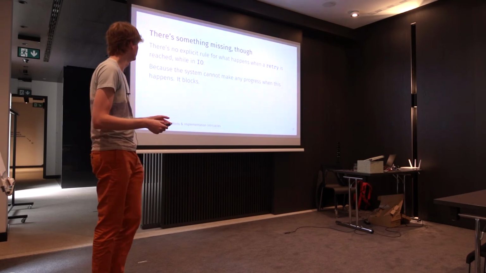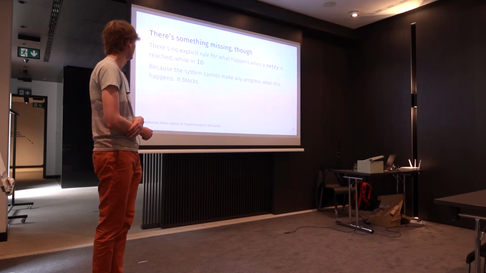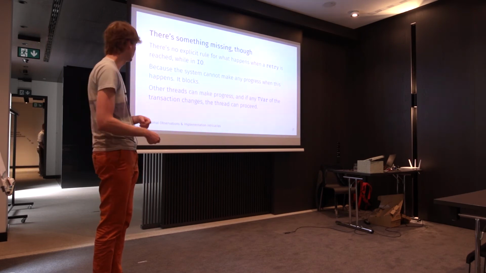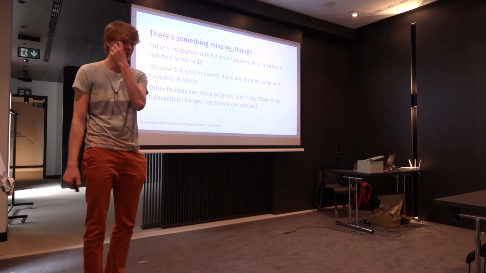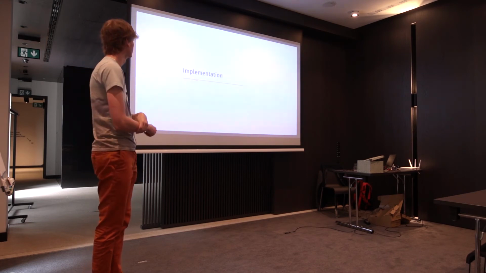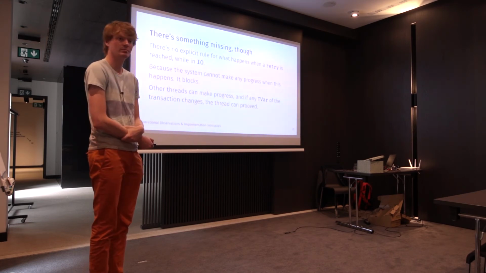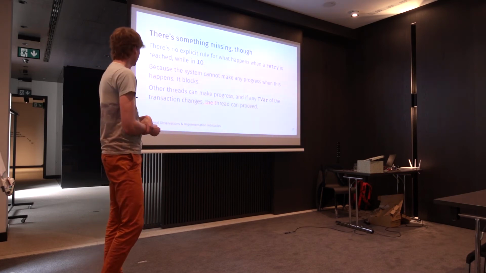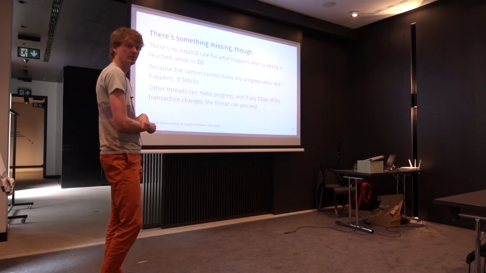Okay, cool. So other threads can make progress, and if any of the TVARs involved in a transaction changes, the thread can proceed. All right. How do we model that? How do we model the last line? How does this happen?